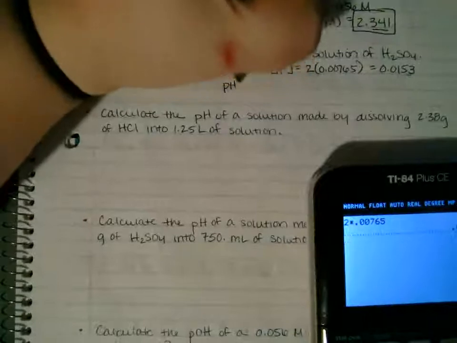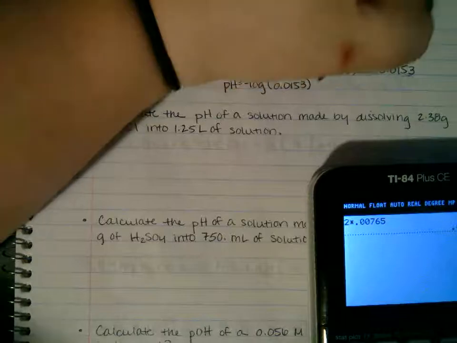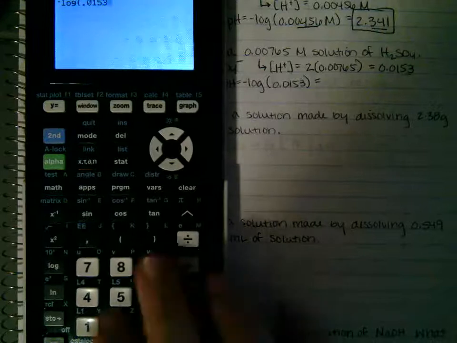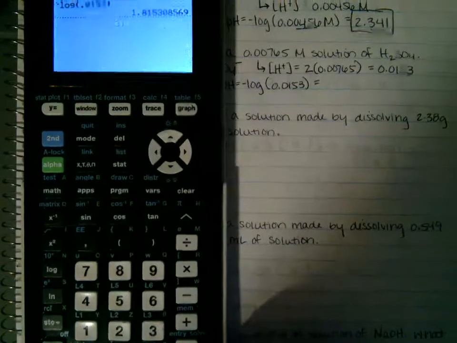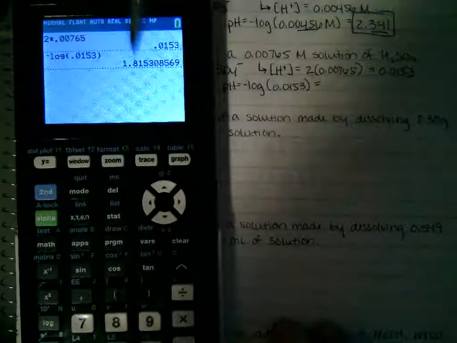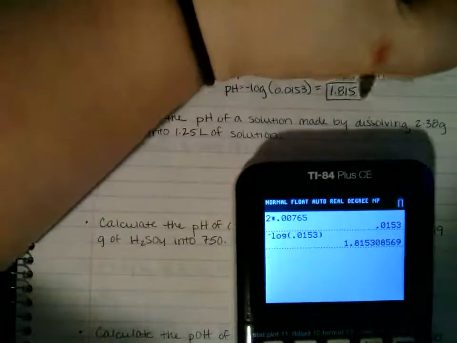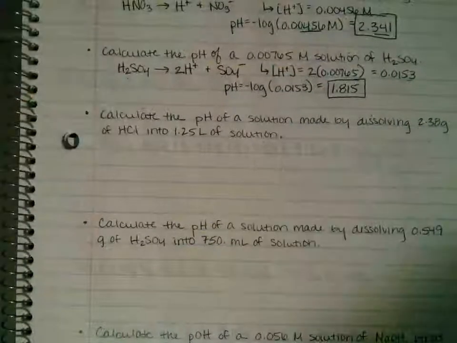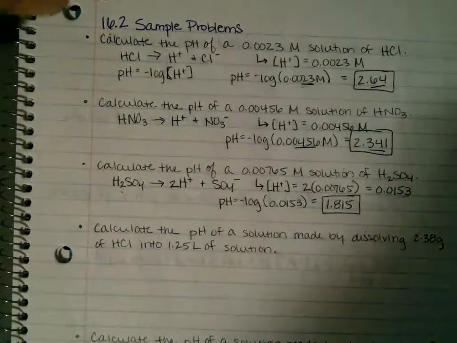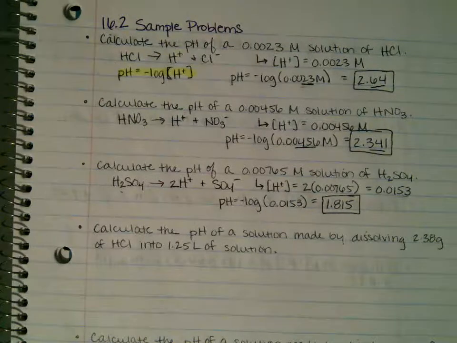To find the pH, negative log. We have 3 sig figs here, so we want 3 digits after our mantissa, 1.815. Hopefully that's pretty clear. Just remember our formulas here. These were all three of these that we've done so far, strong acids. So remember we used that equation so far.